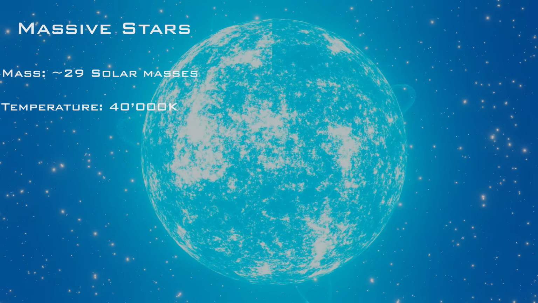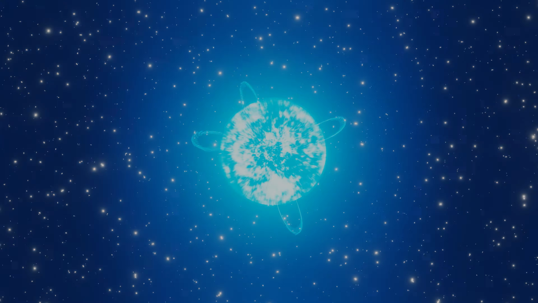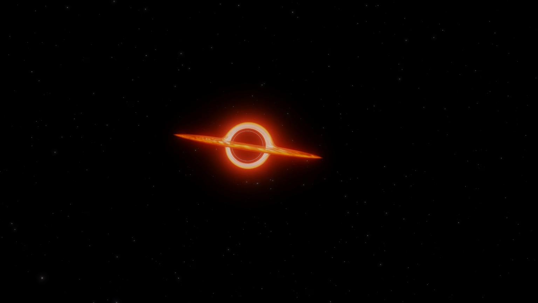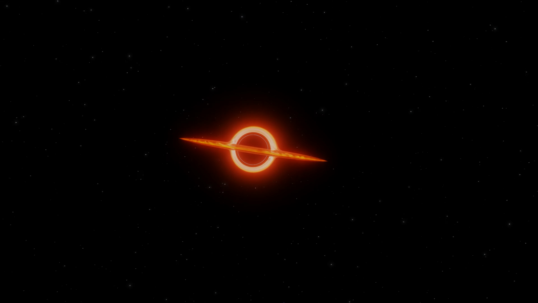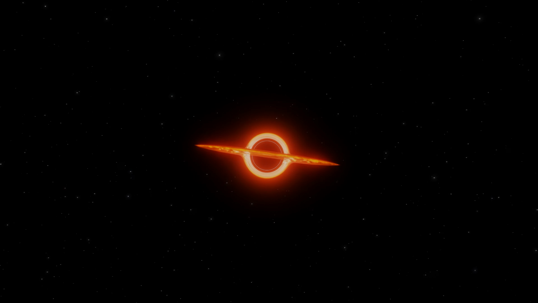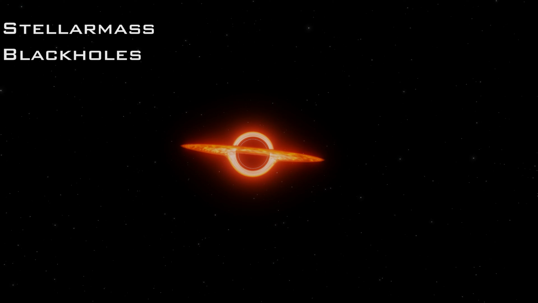The star's core suddenly collapses upon itself, and that force is so strong that nothing can prevent it. It'll just keep on collapsing into an infinitely small point known as the singularity. That point contains the entire mass of that star. These types of black holes are called stellar mass black holes.